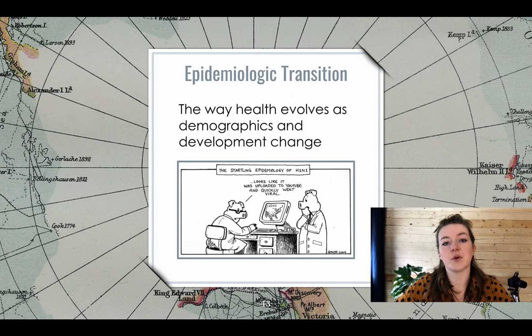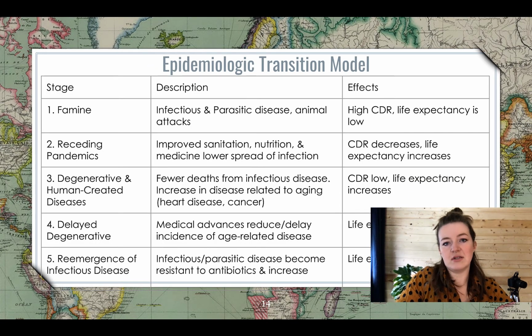All right, so moving forward, we're looking at the epidemiologic transition, and this is similar to, but separate from, the demographic transition model. It's the way that health evolves as demographics and development change, and it's essentially what we die from over time. So epidemiology is the study of disease, and we're looking at largely what's killing people, mostly related to the diseases over time. This does not directly correlate with the DTM.